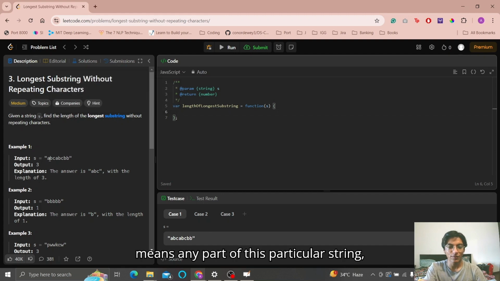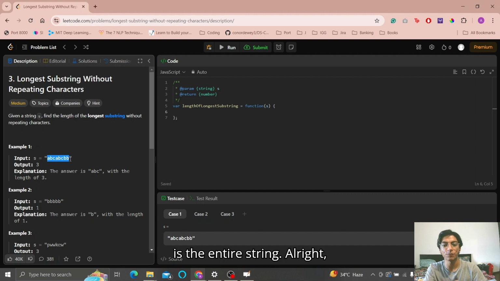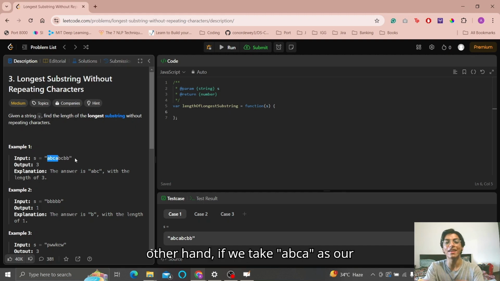It basically means any part of this particular string, which could be any number of characters, whether it is one or more, or whether it is the entire string. Alright. So that is the substring. We have to find a substring where none of the characters repeat. For example, in this particular string, we have a substring A, B, and C. This is one of the valid substrings that we're looking for because it does not have any repeating characters. On the other hand, if we take A, B, C, A as our substring, A repeats once, which is why we don't consider it a valid substring for our use case.